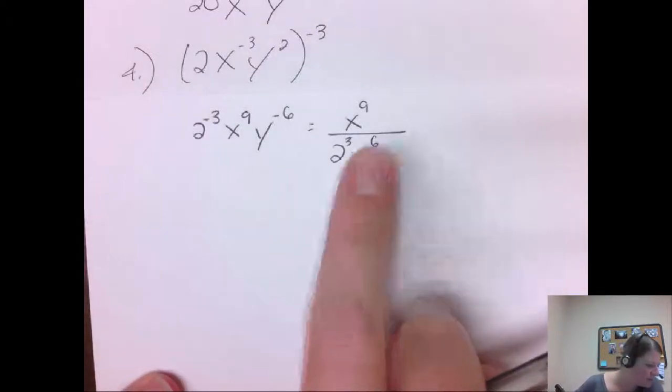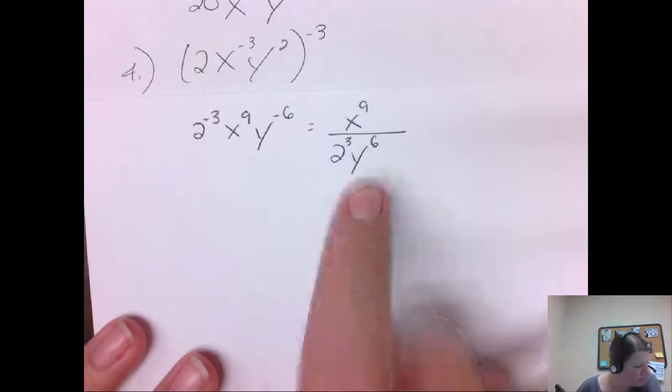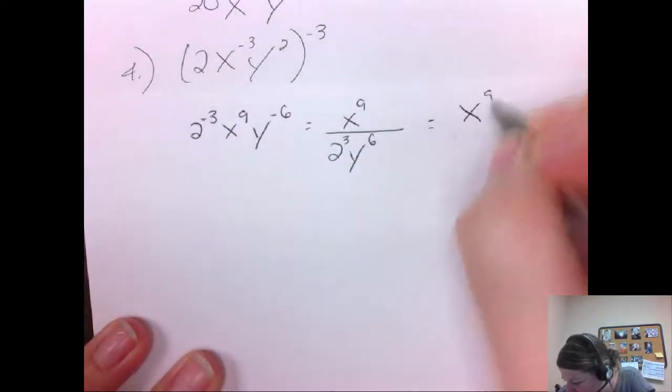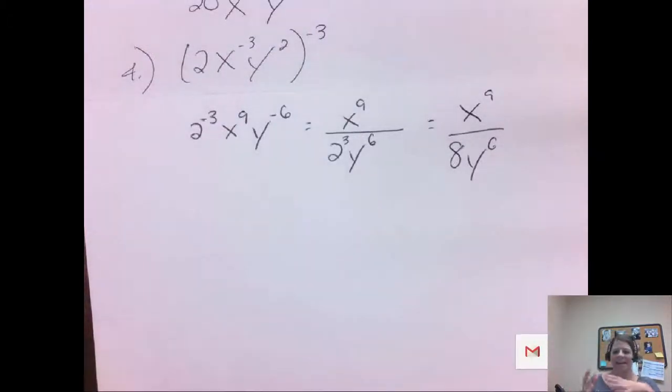I could figure out 2 to the third. So 2 to the third is 8. So another way I could have written this is x to the ninth over 8y to the sixth. And it might make you write the 8 on MyMathLab. So I'm not really sure.